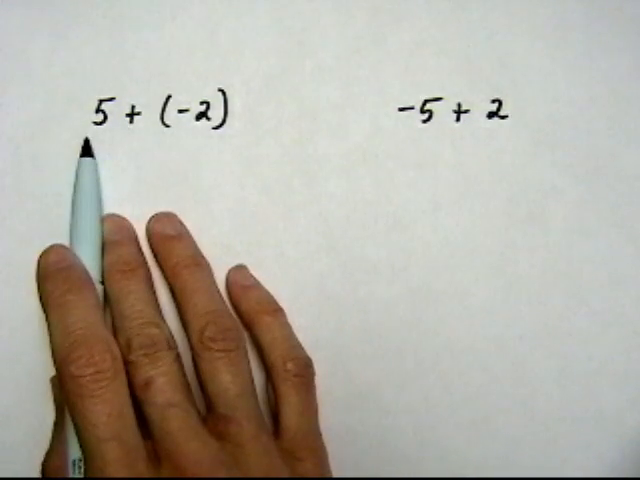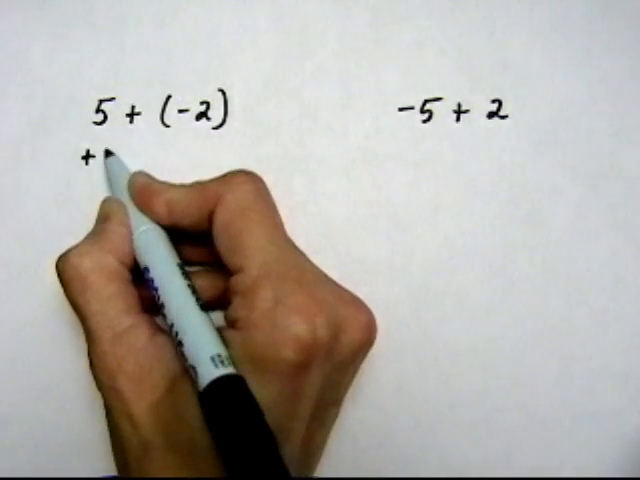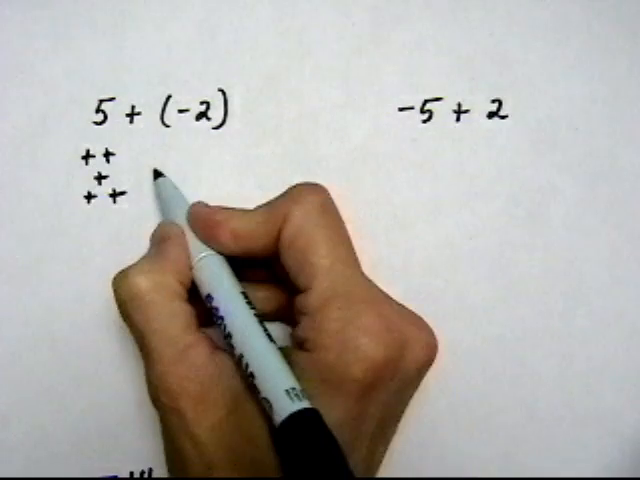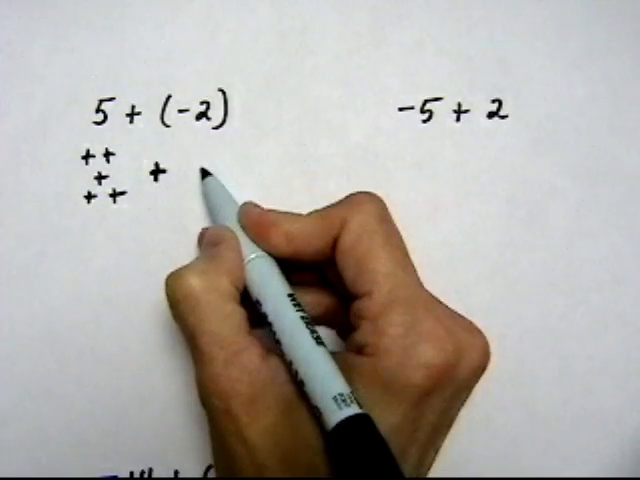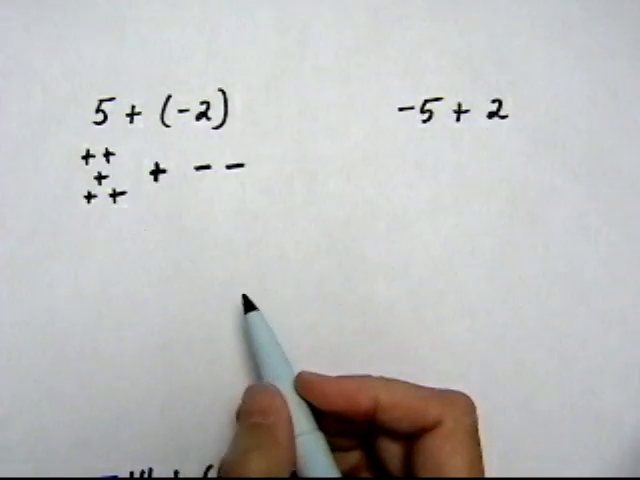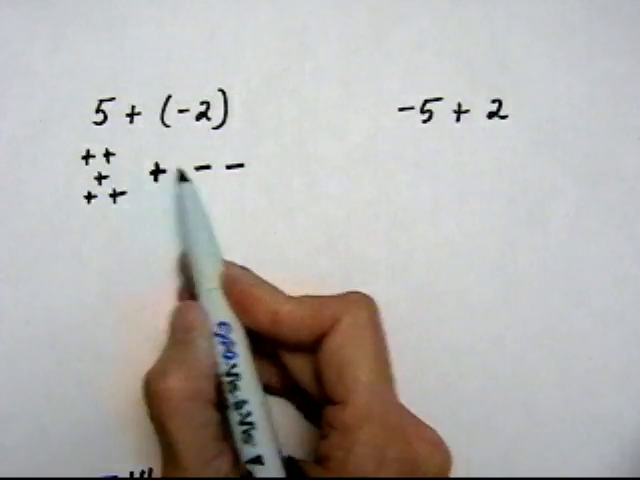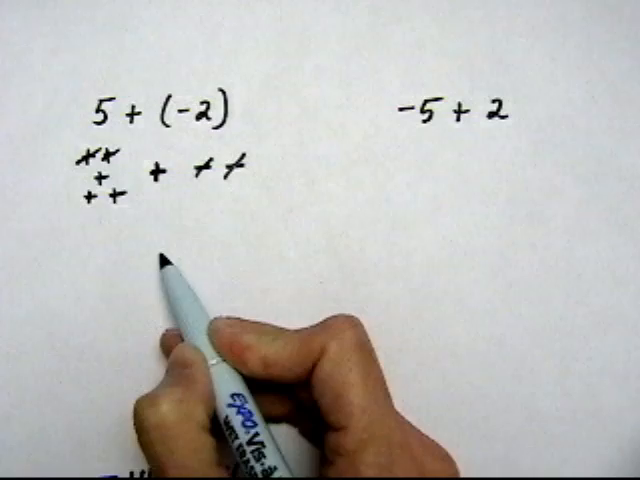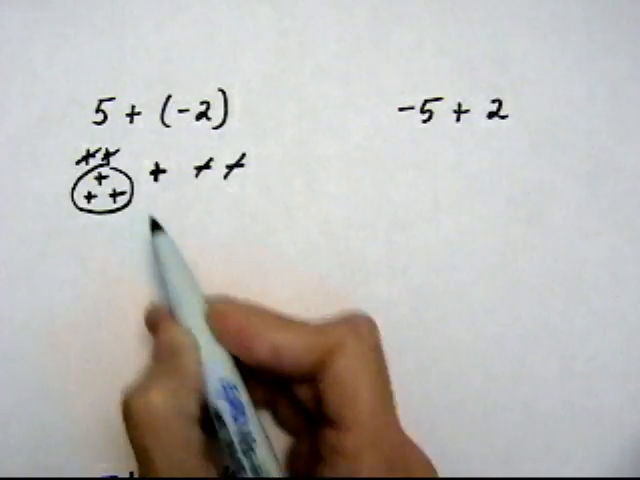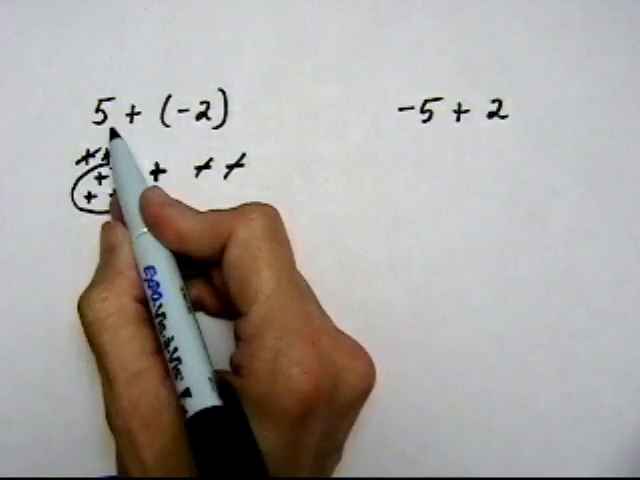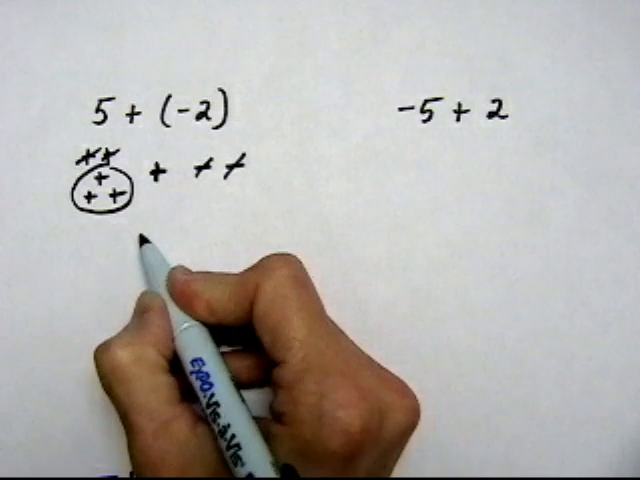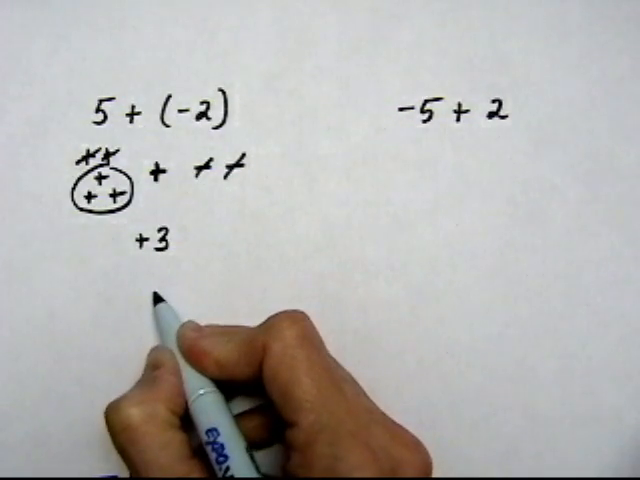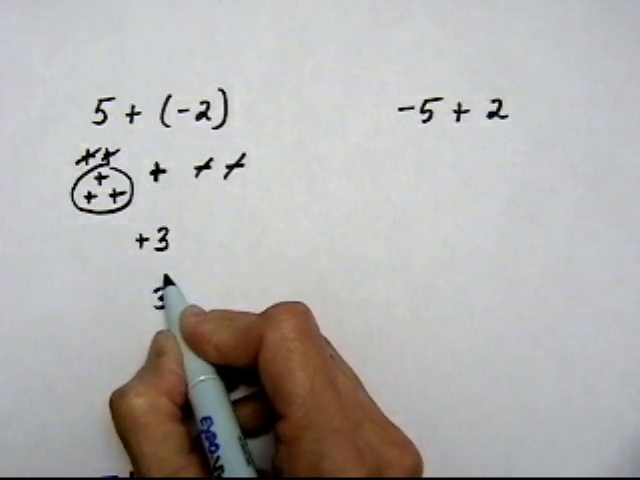So if I have 5 positives, and it's helpful to look at this visually first, and I'm combining that with, or adding it with, 2 negatives. If you take each plus and negative pair, they cancel each other out. And basically we're left with 3 positives. So 5 plus a negative 2 is going to leave me with positive 3, and we usually don't show the positive sign, so we just get 3 for an answer.